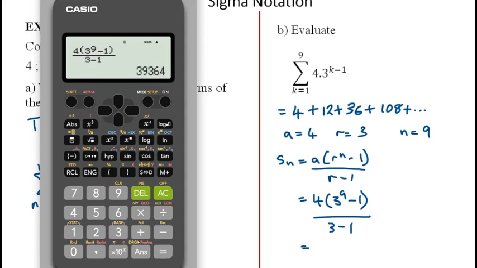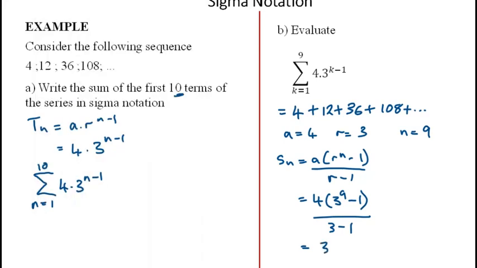Okay, so that's 39,364. Okay, so that is how we work with sigma notation for a geometric series.